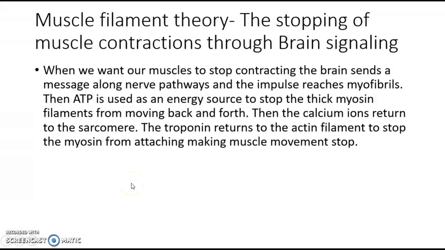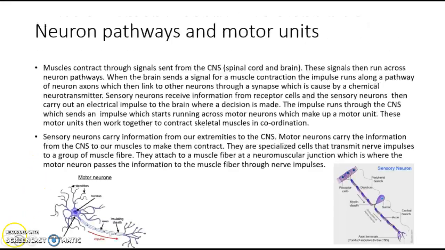So, stopping of muscle contractions through brain signaling, muscle filament theory. When we want our muscles to stop contracting, the brain sends a message along nerve pathways, and the impulse reaches myofibrils. Then ATP is used as an energy source to stop the thick myosin filaments from moving back and forth. Then the calcium ions return to the sarcomere. The troponin returns to the actin filament to stop the myosin from attaching, making the muscle movements stop.